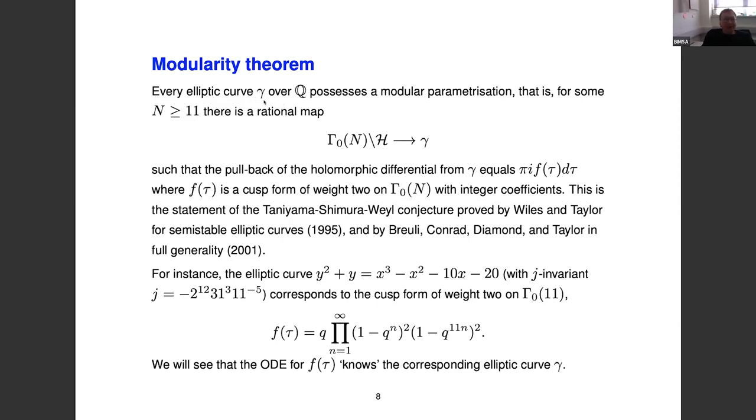So let's take an elliptic curve gamma with rational coefficients. What does it mean that it possesses a modular parametrization? It means that there is a map from the quotient of the upper half plane by some congruence subgroup of level n. There is a rational map from this to gamma. And this is also a curve, of a genus which depends on n. So why am I writing here n bigger or equal to 11? Because if n is less than 11, then this quotient always has genus zero. So you cannot cover an elliptic curve, right? To make this thing cover an elliptic curve, a curve of genus one, you must have n bigger or equal to 11. I'll show you an example in a second.